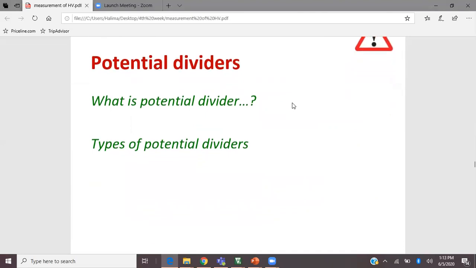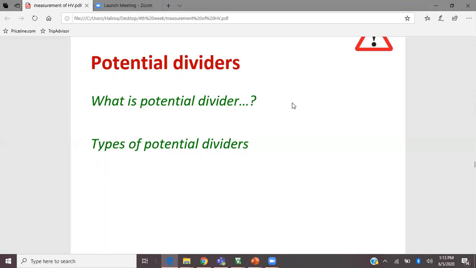So the next topic is the potential divider. Potential divider की बात करें तो potential divider क्या है? It can be very useful for high voltage DC and AC measurements, and potential dividers are usually either resistive or capacitive, and there can be some mixed element types as well.